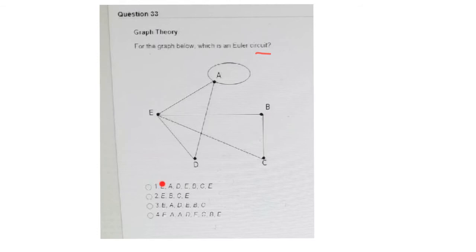Well, this is a circuit because we start at E and then we end at E. This is a circuit because we start at E and we end at E. So that's a circuit. This is not a circuit because we start at E and we end at O. So that's not a circuit. So right out the gate, this is gone. And this is a circuit because we start at E and we end at E. So we're down to these three answer choices.